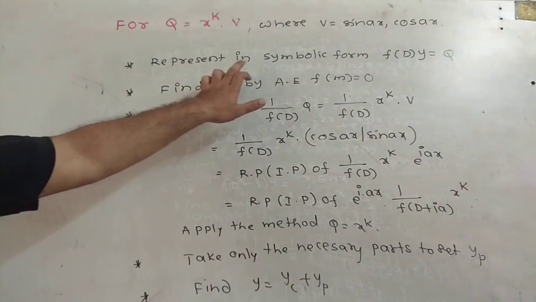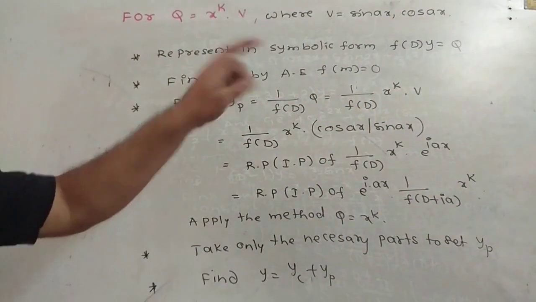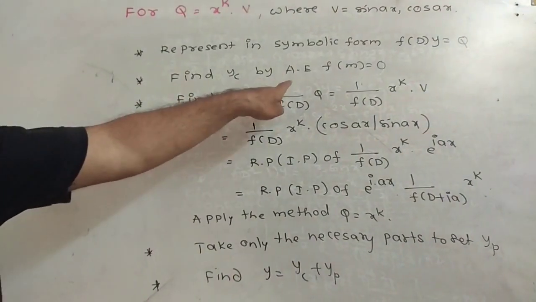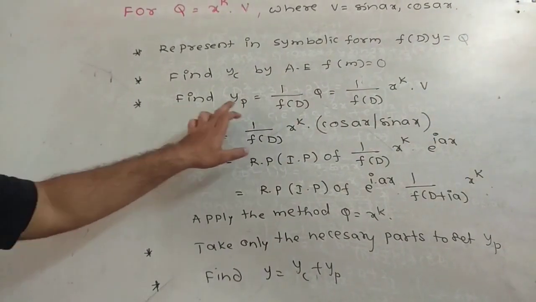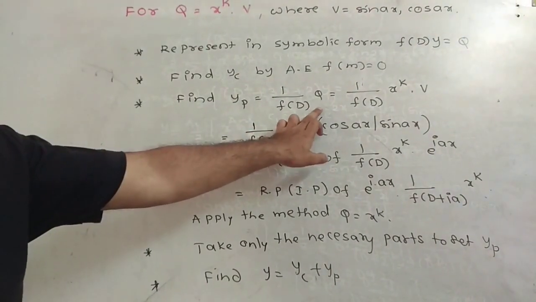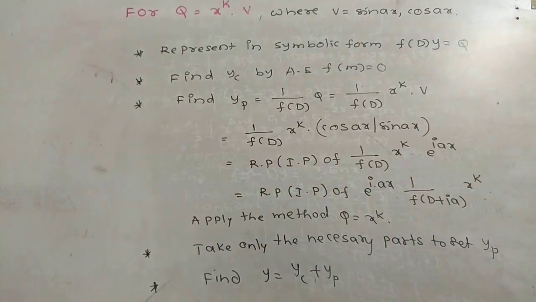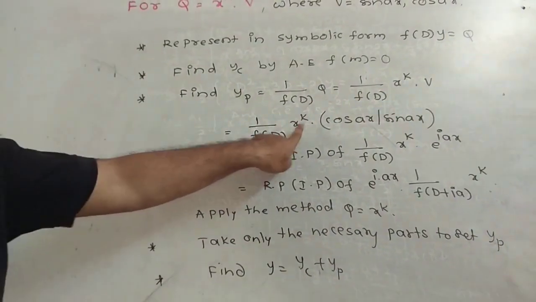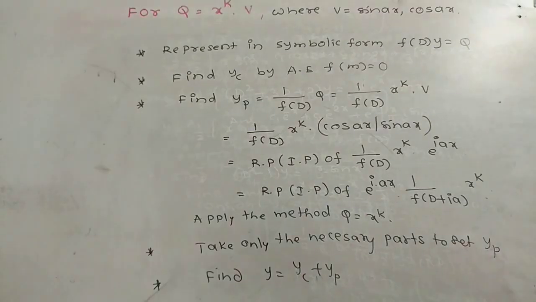Represent your given higher order ordinary differential equation in the symbolic form, that is f of D of y equal to Q. Find the complementary function by the auxiliary equation f of m equal to 0. Find the particular integral yp equal to 1 divided by f of D of Q, that is 1 divided by f of D, and Q is nothing but your x power k into V. So I am substituting 1 divided by f of D, x power k, V, where V stands for either cos ax or sin ax.